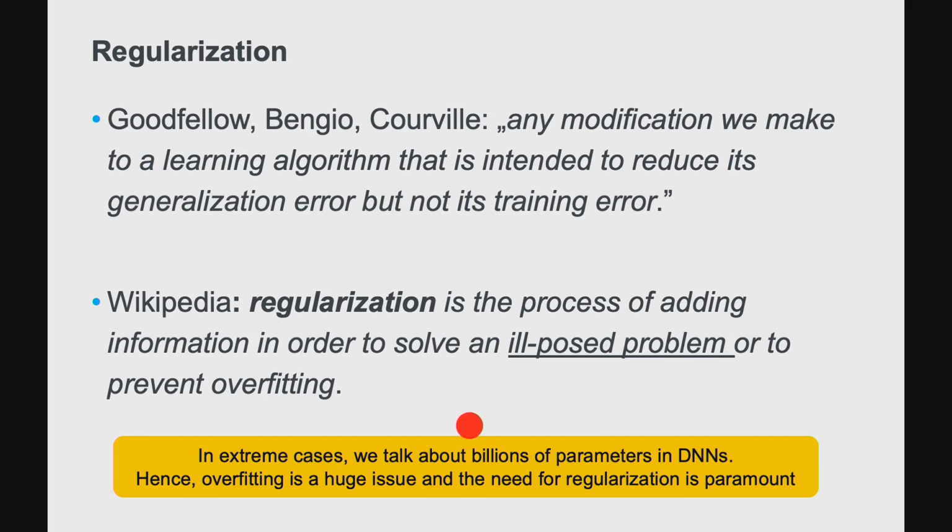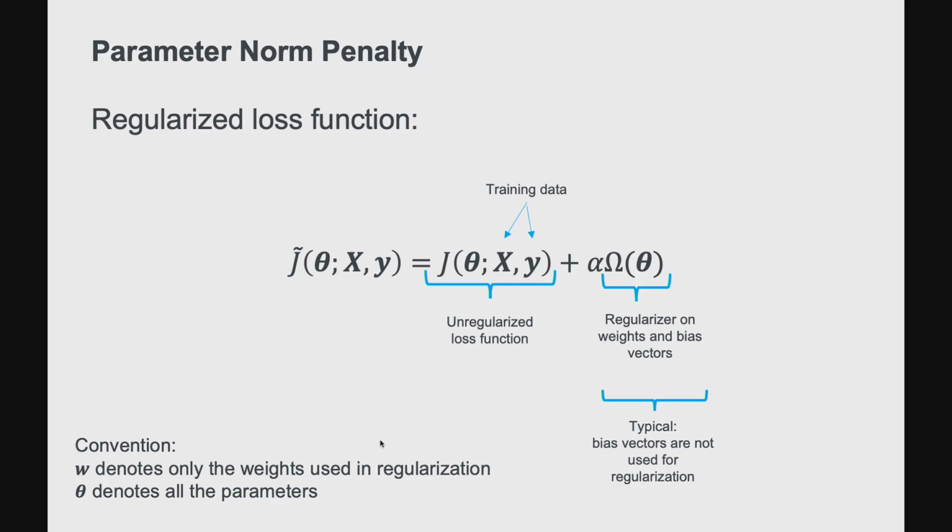And yeah, we may talk about billions of parameters in deep neural networks. Overfitting, therefore, is a huge issue. And regularization is most important.